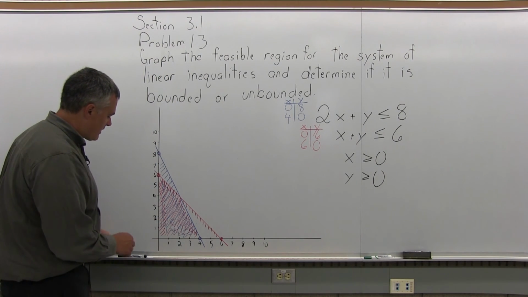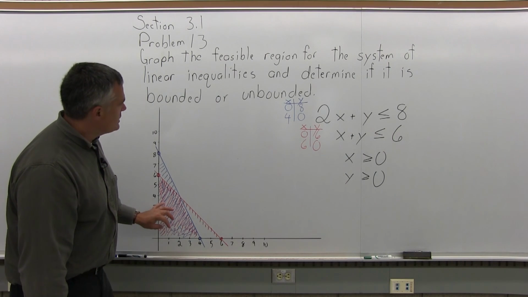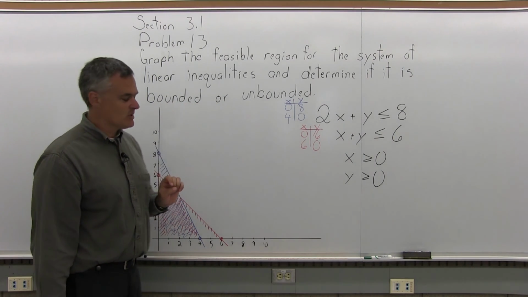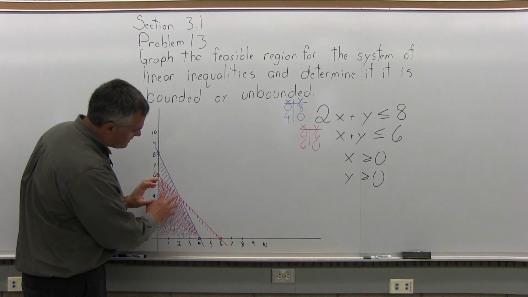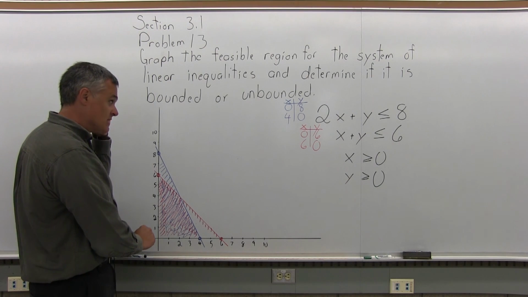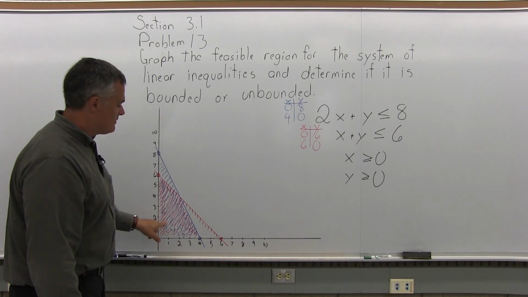And now the last part of that question: the feasible region that we've graphed, is that a bounded feasible region or an unbounded feasible region? Well, since it's entirely contained, a finite amount of area, and it does not go on forever like some of the others, this is a bounded feasible region.